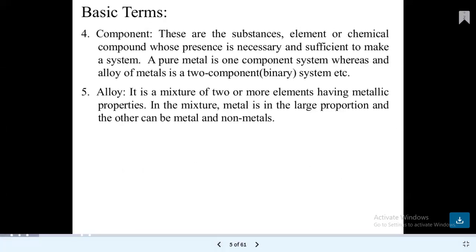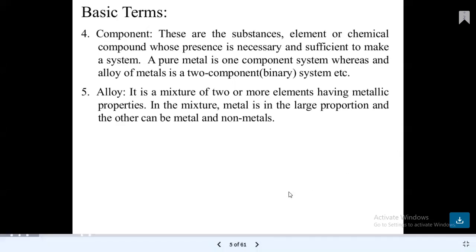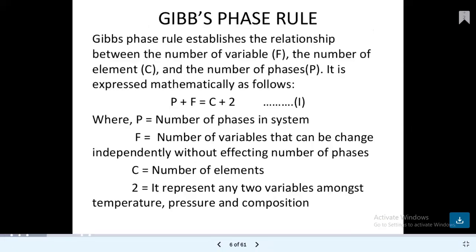Next, component. These are the substances, elements or chemical compounds whose presence is necessary and sufficient to make a system. A pure metal is a one component system, whereas an alloy of metal is a two component or binary system, etc. Fifth point is alloy. It is a mixture of two or more elements having metallic properties. In the mixture, metal is in the larger proportion and the other can be metal or non-metal.